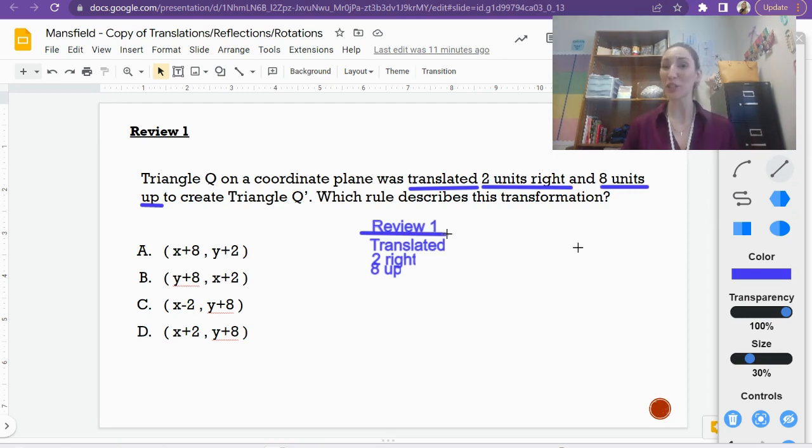Okay, so anyway, 2 units right, 8 units up to create triangle Q prime. Which rule describes this transformation? I want you to change these words into a math formula, into numbers and letters and symbols.